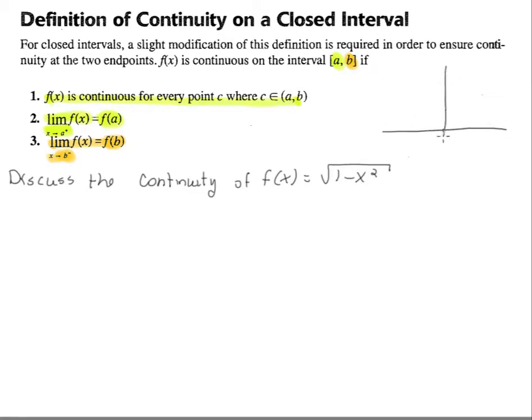So let's say our example that we're going to use here is f of x equals the square root of 1 minus x squared. This is like a semicircle. That's what this graph looks like. And we're going to discuss the continuity of this graph.